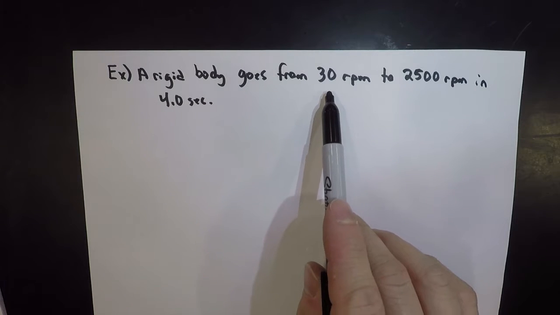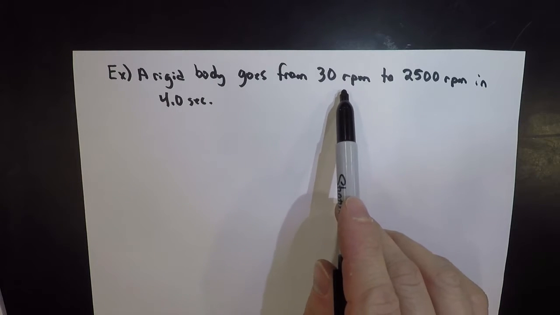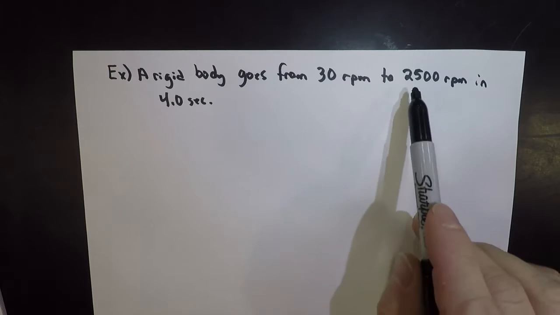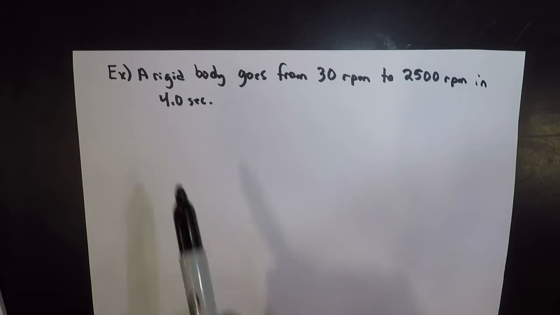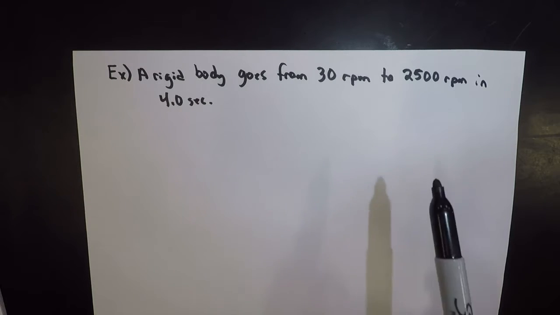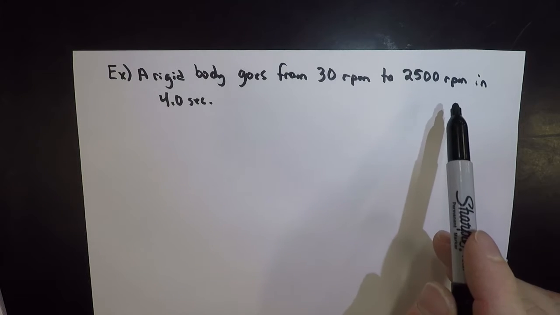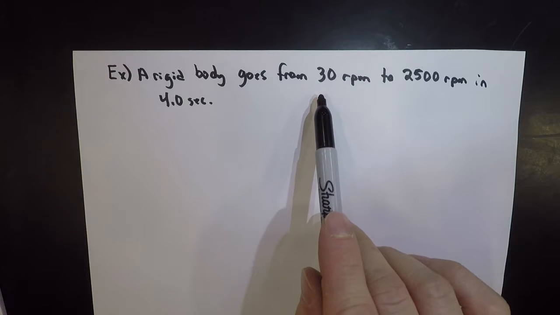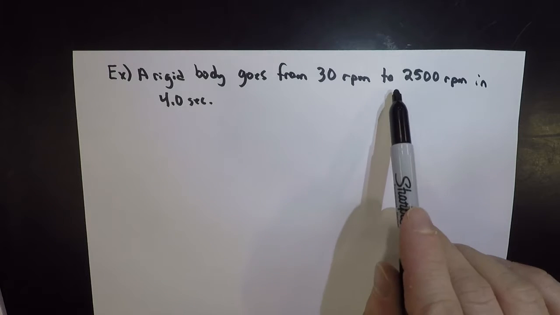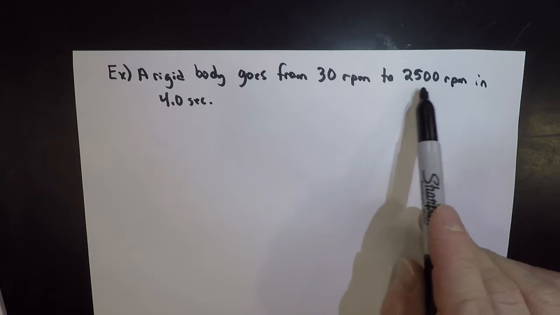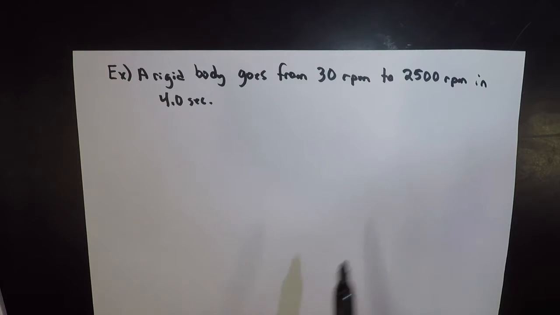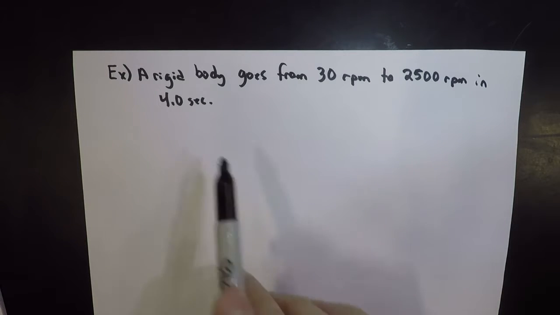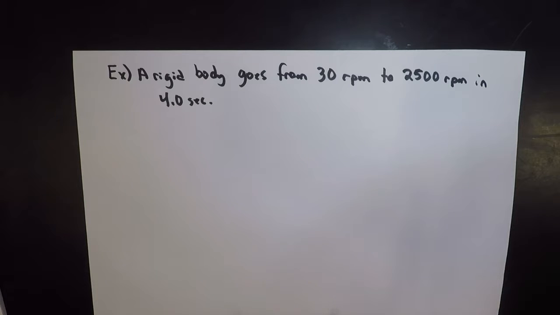It goes from 30 RPMs, you'll see this sometimes, RPM, revolutions per minute, to 2,500 revolutions per minute in 4 seconds. So this could be the engine of your car. Maybe some of you have a tachometer in your car that tells you the rate your engine is spinning. If your engine is idling, maybe turning at 30 RPMs, and then you hit the gas and rev your engine, it picks up a big speed and starts to spin really fast, 2,500 times around per minute, and it only takes 4 seconds to get up to that speed.